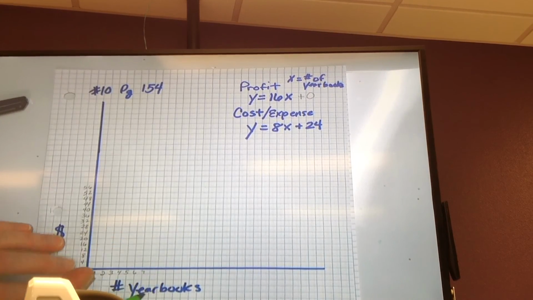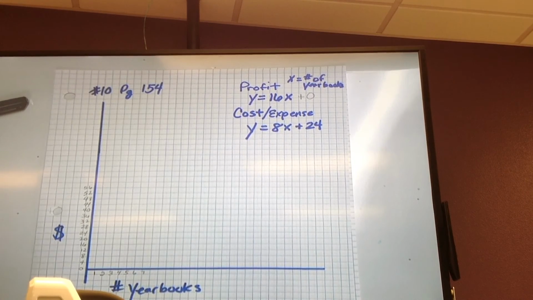And at some point here you are going to see these two graphs cross, and you have to just take a look at how many yearbooks do I need to sell before I actually start to make more money than I'm spending? And you'll see that in your graph.